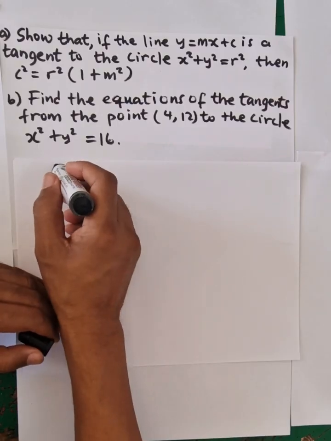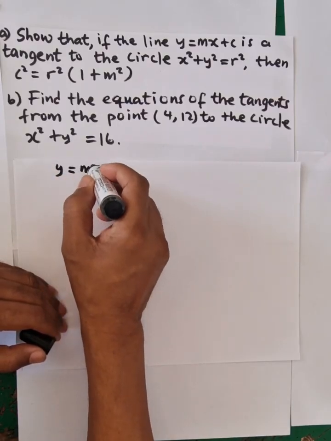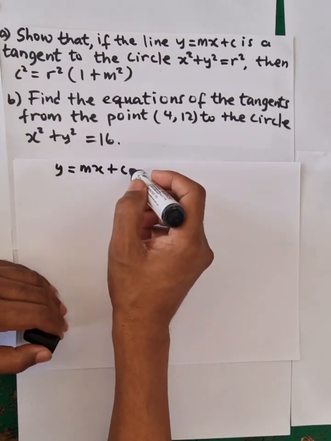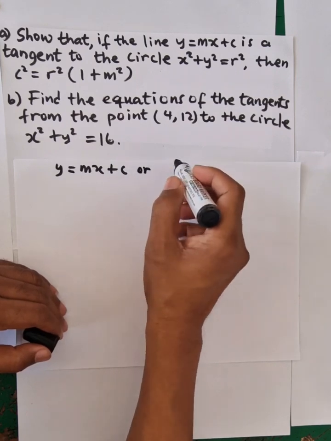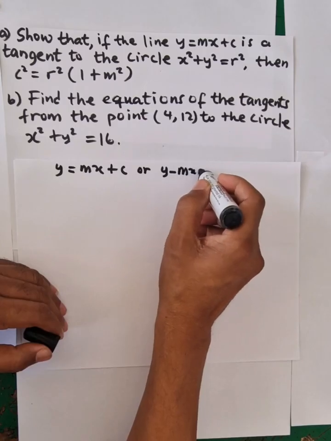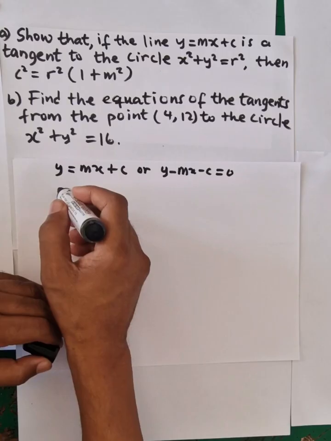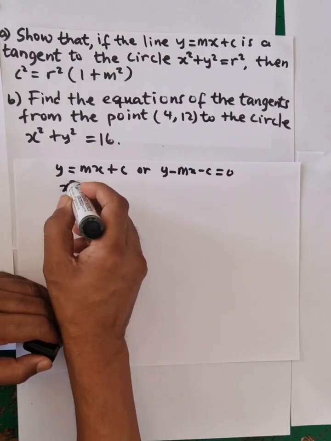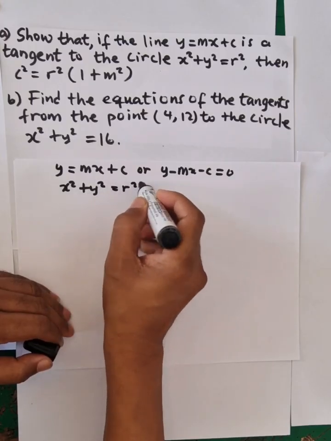We have the tangent equation being y is equal to mx plus c, which is a general straight line equation. We can rewrite this and we'll have y minus mx minus c is equal to 0. Now let's take the equation of the circle. In our question, it is x squared plus y squared is equal to r squared.